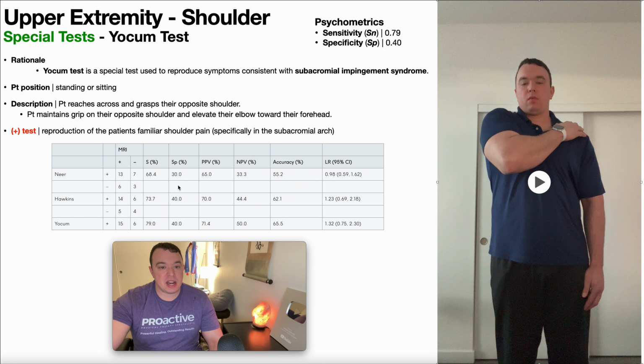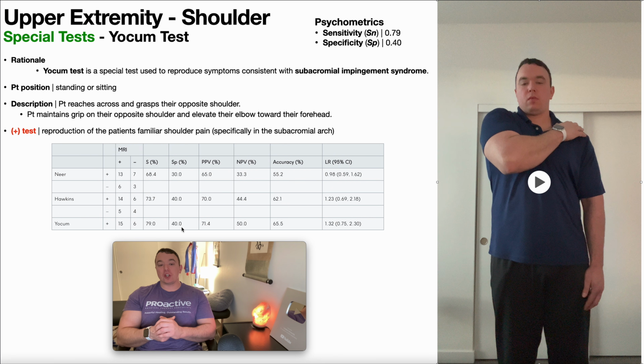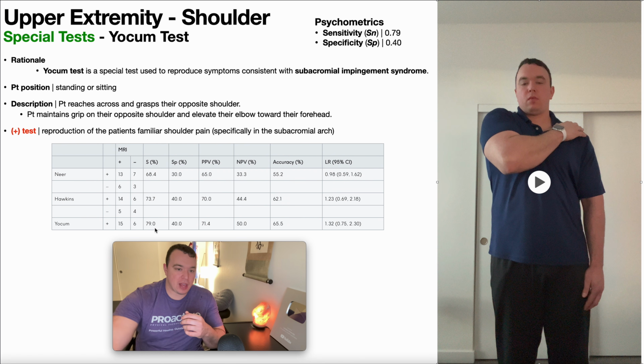Now you'll notice that none of them have good specificity. Okay, so again, that's because this test could also be positive. It could reproduce pain if there's a rotator cuff tear. It could do it if there's an AC joint pathology. Okay, so these tests have very poor specificity. But if you're looking to rule out impingement syndrome, Yocum's test is actually the best one to use first. And then you can see after that, probably Hawkins-Kennedy and then Neer's.